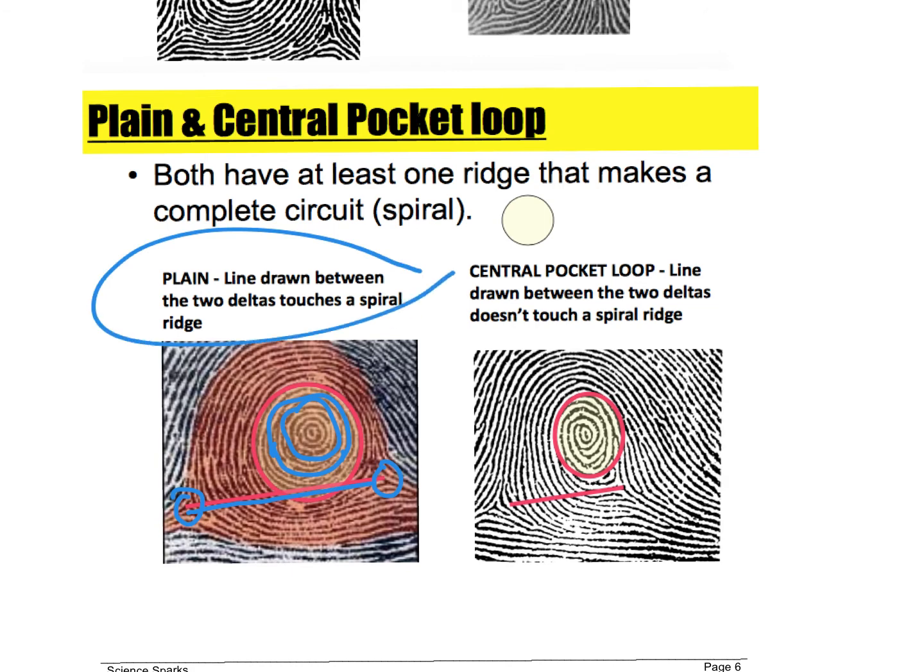As for the central pocket loop, right, this is all the recurring ridges, okay, until here. Yeah, no more. Then these are your 2 deltas. When you draw the connecting lines, you notice it doesn't cut, it doesn't touch any of the recurring ridges. So this is a central pocket loop.